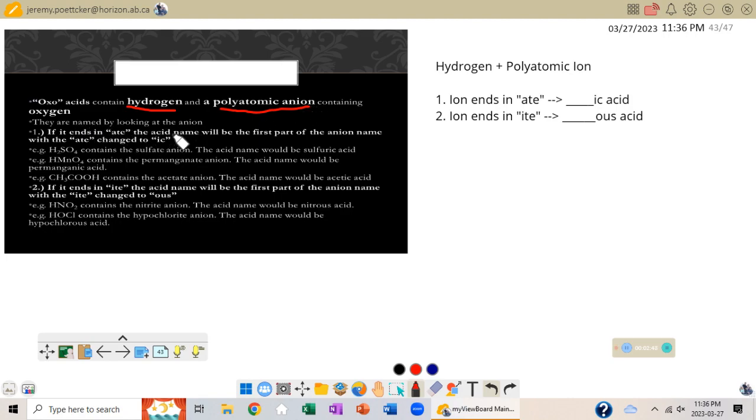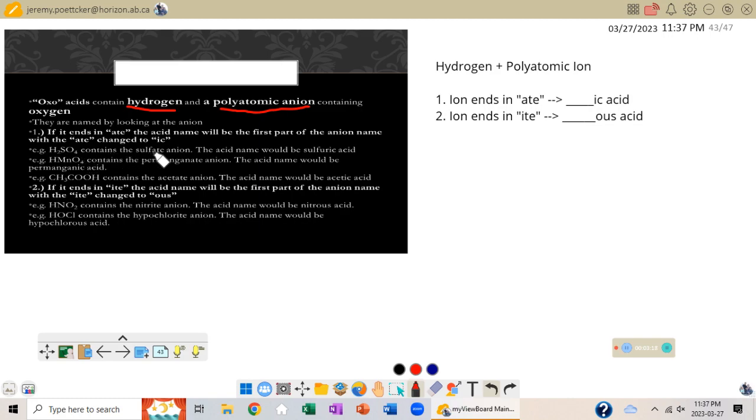We name by looking at the anion. Okay, so here's where knowing your polyatomics is really super helpful. So first thing, if it ends in the letters ATE, the acid name will be the first part of the anion name with the ate changed to ic. A weird one is actually H2SO4. Look, SO4, oh, that's the sulfate ion.